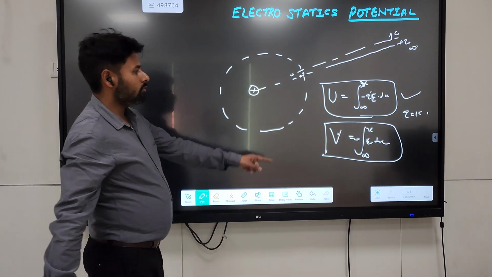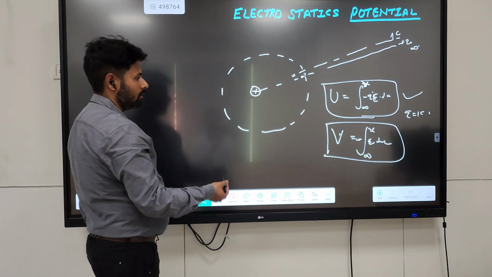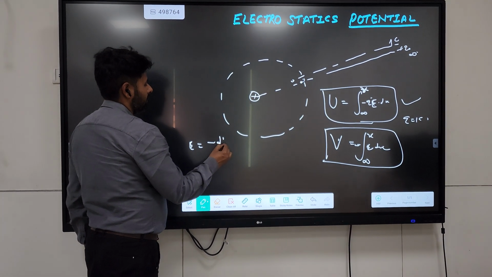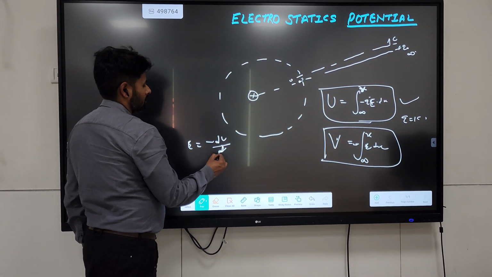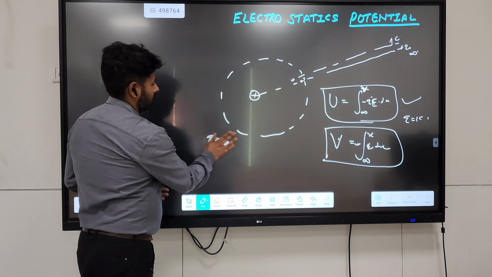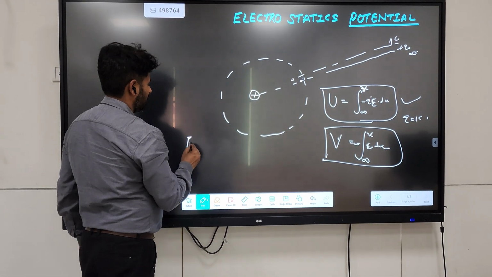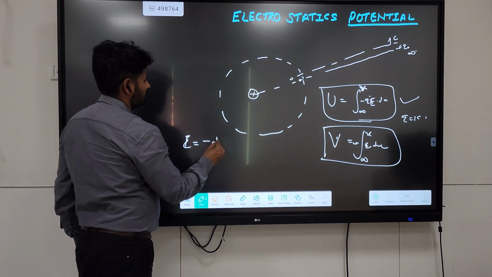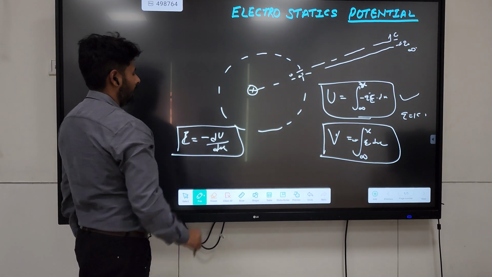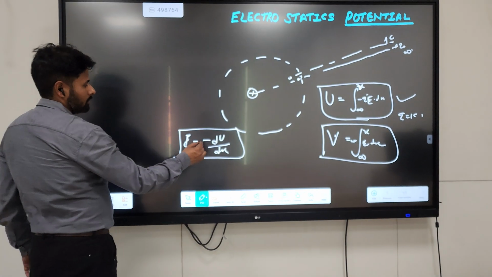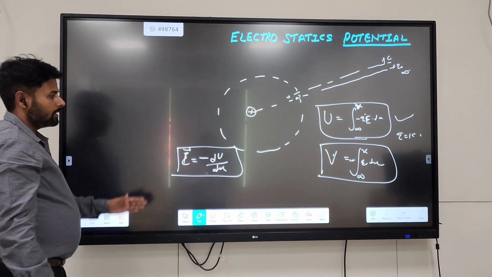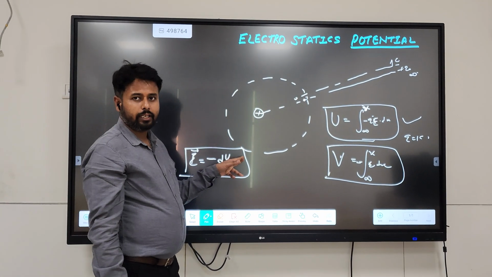Here you can also write it in the other form: E is equal to minus dV upon dx, the change in potential. And what does the negative sign here indicate? The negative sign indicates that the direction of the electric field is in the decreasing order of the electric potential.